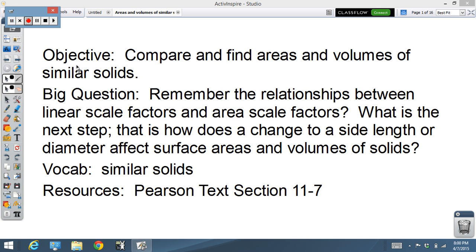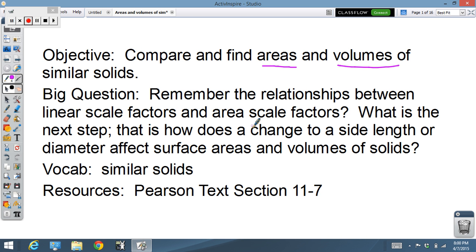Hey everybody, today we're going to be getting into section 11.7 and we're going to be comparing areas and volumes of similar solids. We've been doing a lot of work with surface area, volume, that sort of thing for three-dimensional figures, for solids. Now we're going to be looking at the relationships between their surface areas and volumes if those solids are in fact similar.